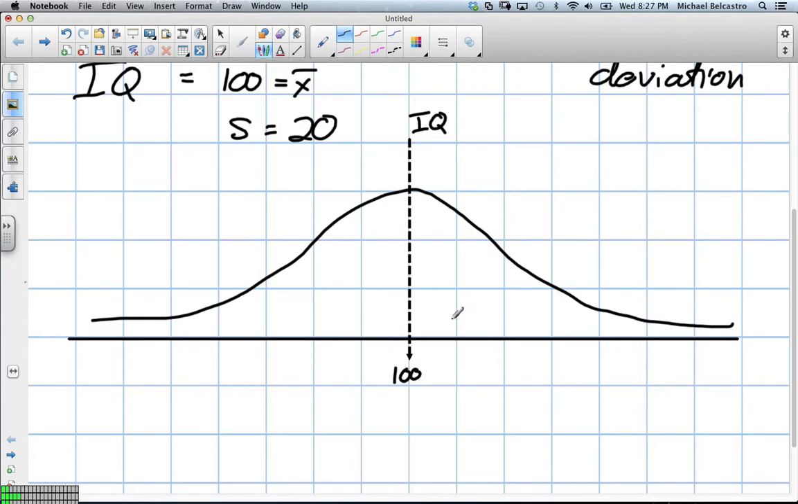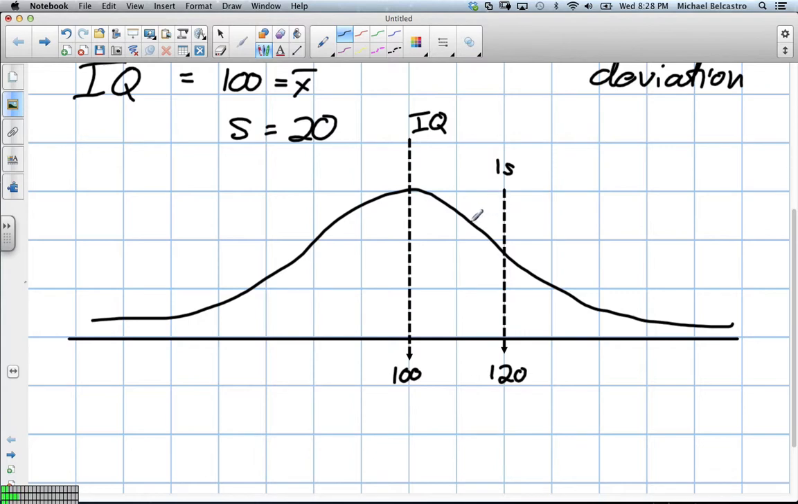Now, one standard deviation, so we'll say 1S, how many points away is a standard deviation? 20. So let's say we went 20 to the right of the mean. What number would we be at? We're adding it, so 20 plus 100, we get 120. So this would be considered one standard deviation. We're going to say 1S.